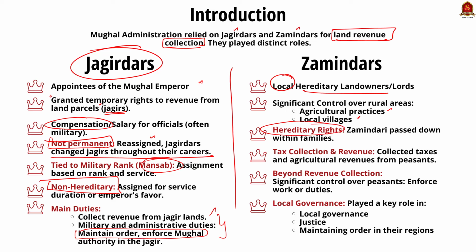Know that Zamindars collected taxes and agricultural revenues from the peasants, but their rights extended beyond mere collection of revenue. They had significant control over the peasants, including sometimes the right to enforce work or duties from them. Also, they played a key role in local governance, justice and maintenance of order in the regions. With this understanding, now let us go back to the question.